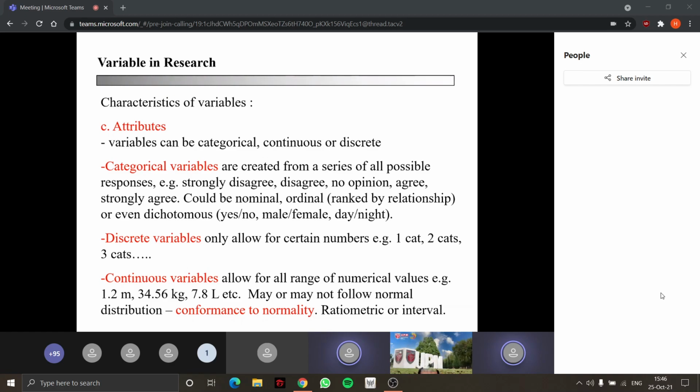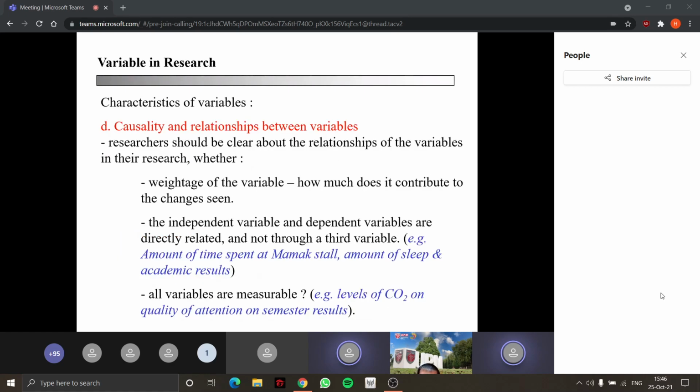Okay, you can see that 1.2 meters, 34.56 kilogram, 7.8 liters, and so on and so forth. There is another issue with this continuous variable. They may or may not conform to normality. Why is conformance to normality important? Because a lot of statistical tests, t-tests, ANOVA, and so on and so forth, are done based on the assumption of normality.